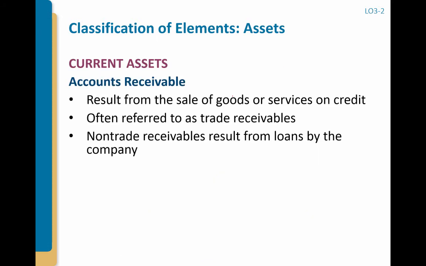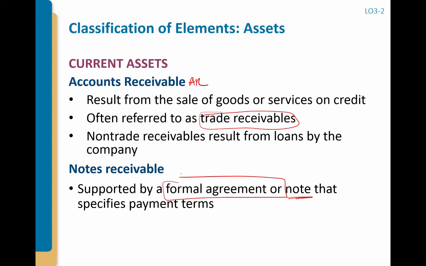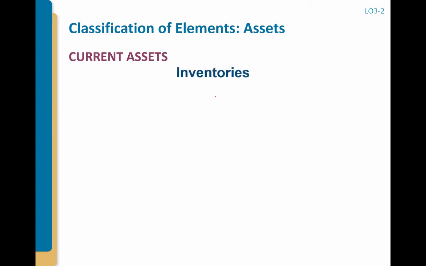Accounts receivable, obviously, results when you sell goods or services on credit, and could also be considered trade receivables, but AR is the common terminology. And then we have notes receivable, and the difference with notes receivable is it does have a specific formal agreement, which is the note. With accounts receivable, you just sell items to the customer and you provide the credit terms on the invoice, whereas with a note receivable, you actually have a formal agreement.